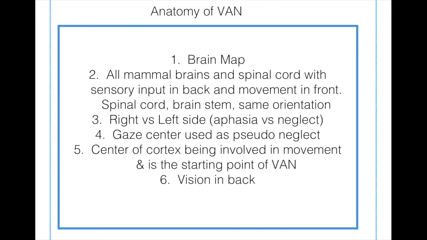So let's look at the anatomy of VAN. Look at brain maps. In general, brains of mammals and spinal cord are arranged in the same way, and we'll see this in that all sensory is towards the back, hence the dorsal column of the spine is where the sensory is, and the motor is towards the front. Well, the brain is like that as well. So the frontal lobe has the premotor area, and then the motor strip is in front of the sensory.